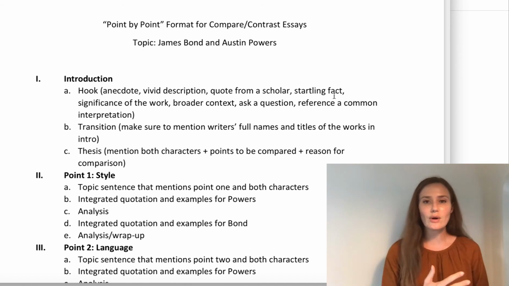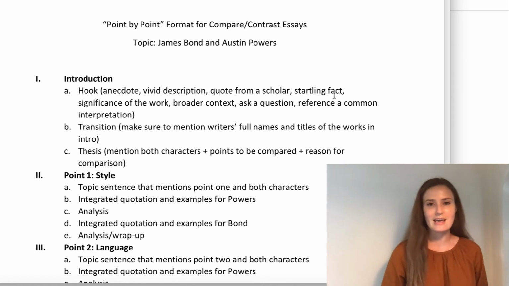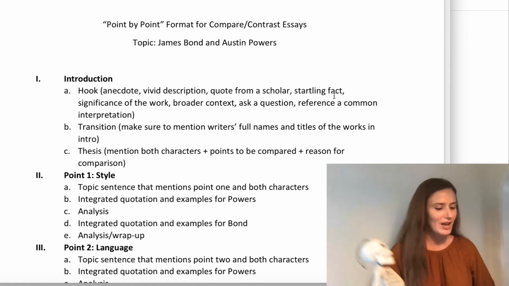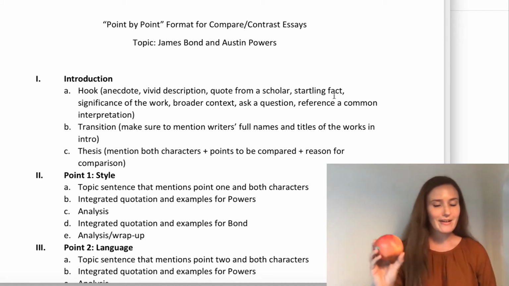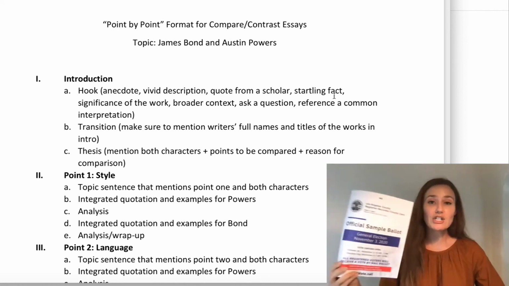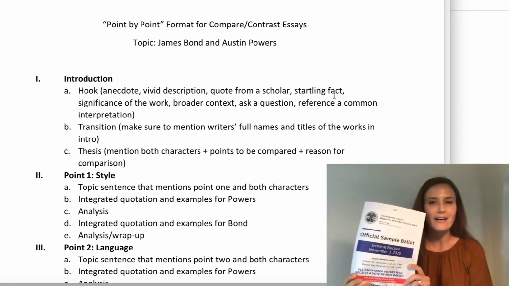So in this class or in any other class that you take, you might be asked to compare and contrast two things, like a human skeleton and a snake skeleton, an apple and a clementine, or maybe different measures or different candidates on the ballot.